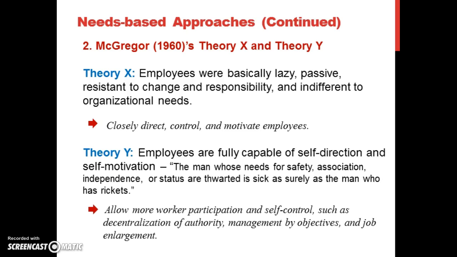On the other hand, Theory Y assumes that employees are fully capable of self-direction and motivation. McGregor identified Theory X as a classical approach where workers' ability and motivation are not fully utilized, and he further challenged Maslow's need hierarchy by insisting that the nature of human needs are at higher levels, such as esteem or self-actualization. According to Theory Y, managers will allow more workers' participation and self-control.